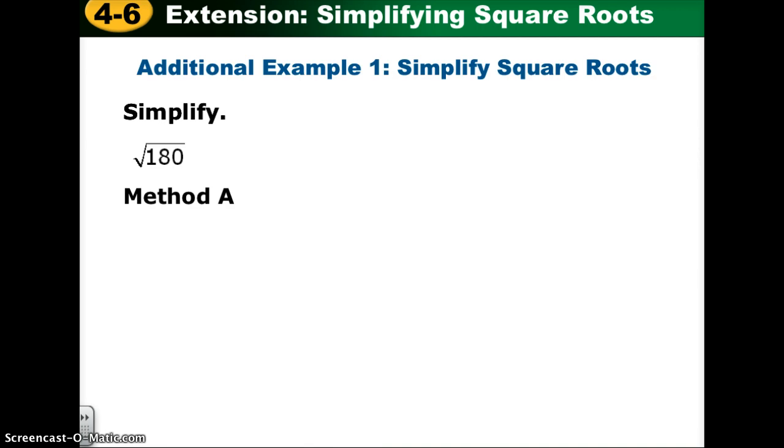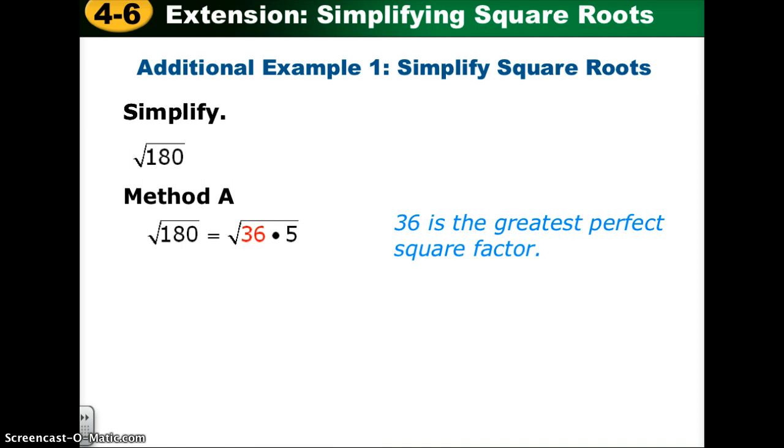So we want to simplify this. That doesn't mean take and find what the decimal is from your calculator. It means we want to break it down so we can find what this would be, still maybe containing a square root. First, look at 180 and figure out which perfect square you can divide it by.